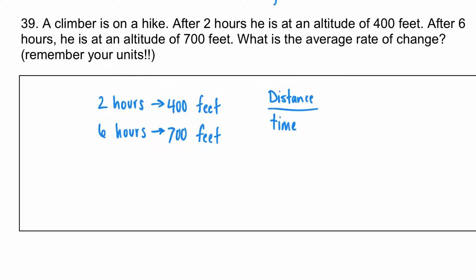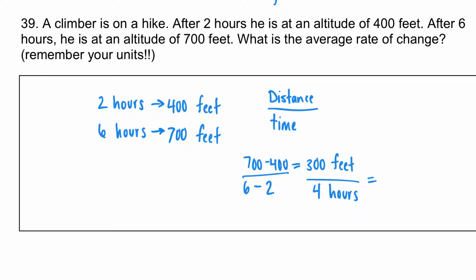So how much distance do we cover here? Well, if you just do 700 and take away 400, that would give you 300 feet. So that's how much distance was covered. How much time did it take to cover that distance? So it's going to be the difference between 6 hours and 2 hours, right? So it was 4 hours spent covering that distance. So 300 feet over 4 hours would be 75 feet per 1 hour, right? 75 feet per hour.